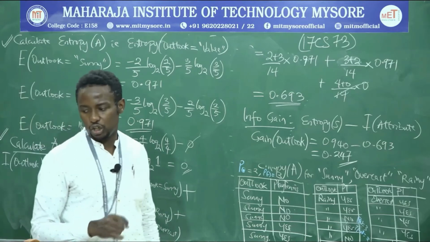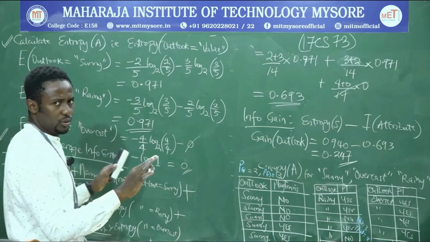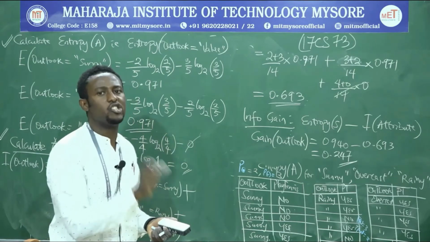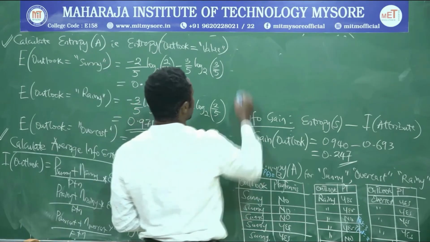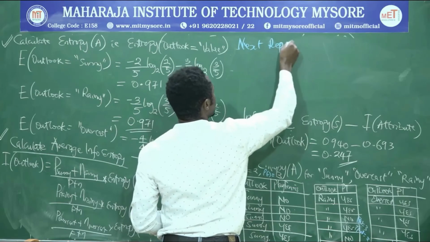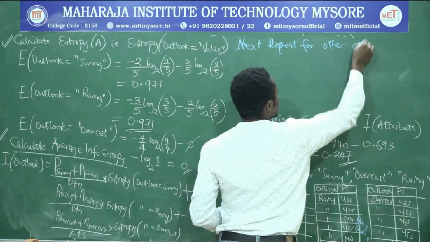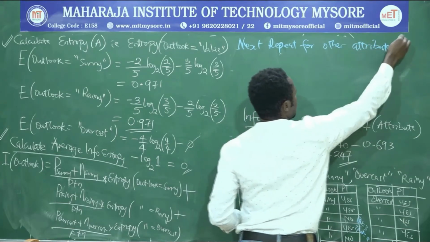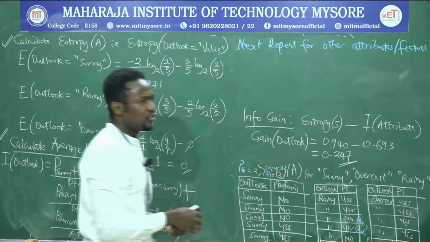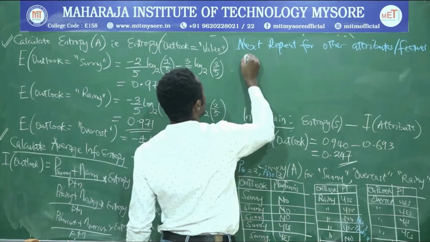What happens to temperature, humidity, and windy? That is an assignment for you. So, what you have to do, please listen. I'm going to give you the answer. You have to trace it and check whether there are discrepancies, okay? Next, repeat for other attributes. Attributes are known as features, okay? Or columns, that's it. So, you have to do this for other attributes. What are the attributes now? Temperature, humidity, and windy.